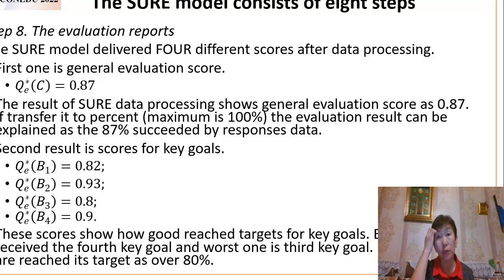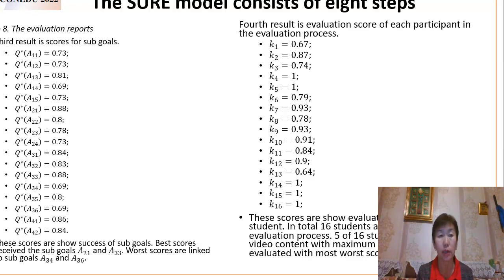First one is the general evaluation score. Second result is scores for key goals. And third result is scores for sub-goals. And fourth result is the evaluation score of each participant in the evaluation process. These scores show the evaluation result of each student. In total, 16 students took part in this evaluation process.